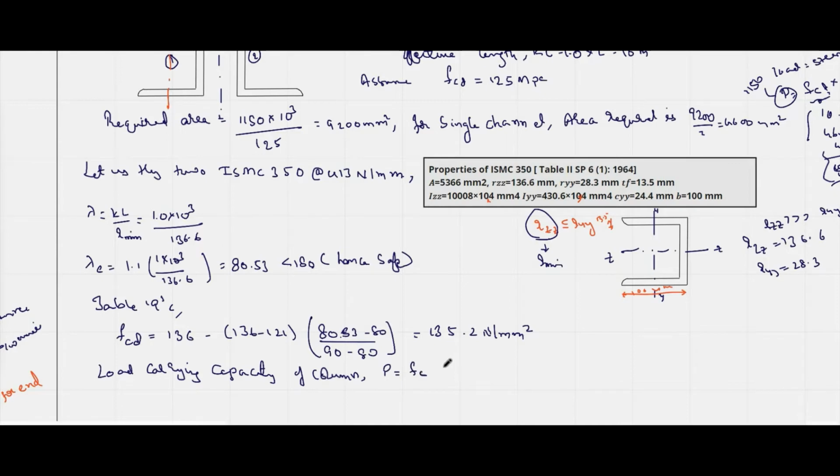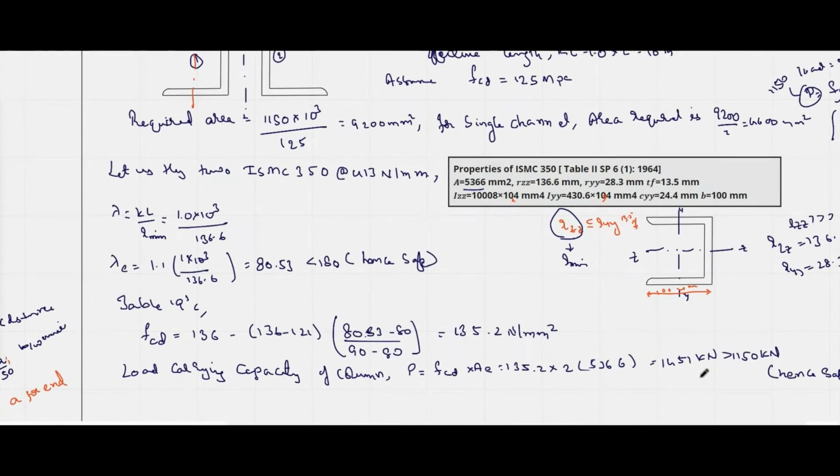P equal to FCD into AE. FCD is around 135.2. AE, area of single channel, is 5366. There are two channels, so 2 into 5366, which will be around 1451 kilonewtons, which is greater than 1150 kilonewtons. Hence, the channel can support the external load acting on our member. Hence, it is safe.